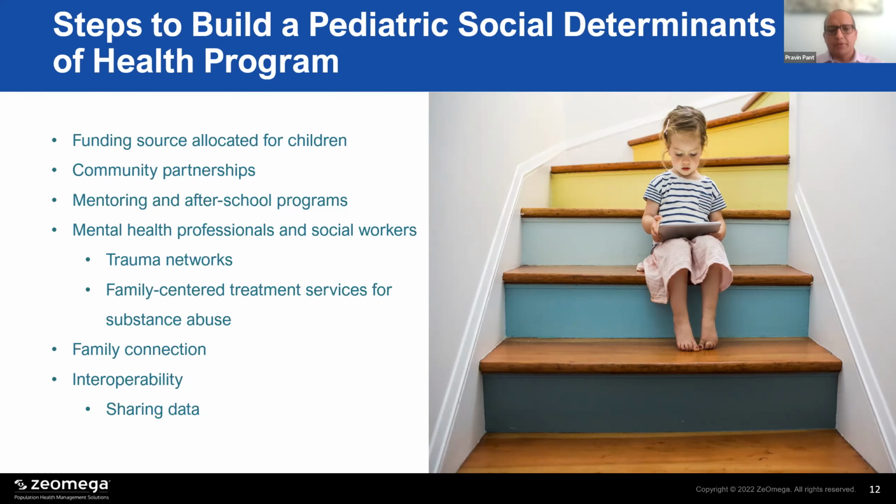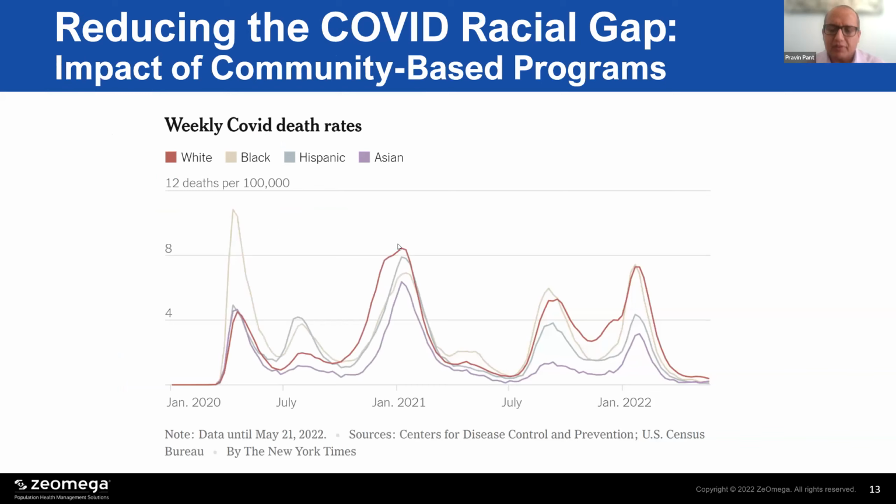Okay, great. So our next slide is about reducing the COVID racial gap. Joel, you've noted that COVID may be giving us a good example of how community-based programs can be effective. Can you tell us what we're seeing in the slide and how it relates to the other approaches to community intervention?